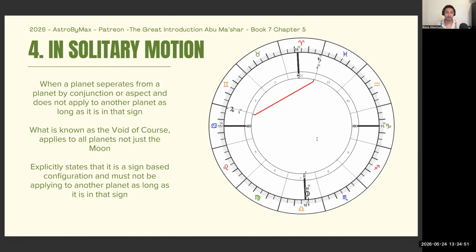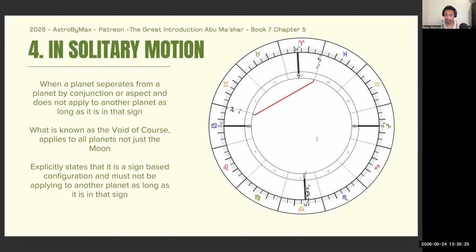So we're given a very specific consideration here: the planet must separate from a planet by conjunction or aspect, and if it gets to the end of that sign without aspecting another planet, it will be void. Even if there's a planet on the other side of the sign barrier, that barrier is what prevents an application or separation in this case. As long as it gets to that sign barrier, it's void there. This is what's known as the void, but it applies to all planets. It doesn't just apply to the moon.